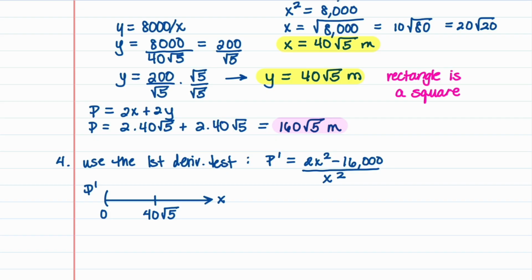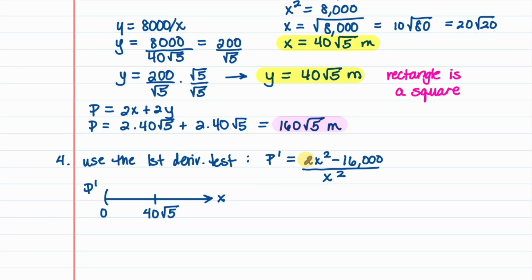All we need to do is find if it's positive or negative. So let's go back over here to our derivative, and I'm going to highlight just the numerator. The denominator has a squared term, so it's positive, so we don't need to really worry about that. 40 root 5 is where what I've highlighted in orange is equal to 0. So that means that to the left of 40 root 5, p prime is going to be negative, and it's going to be positive to the right.